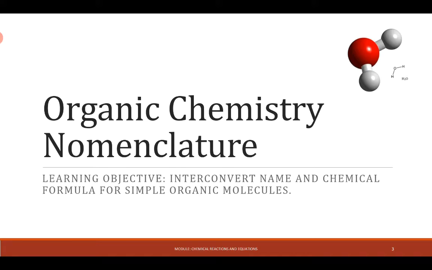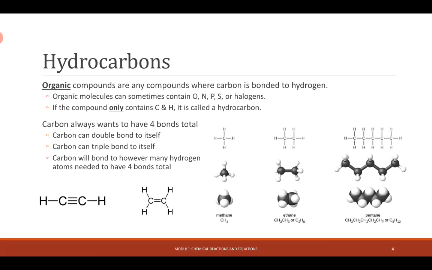Our first video will focus on organic chemistry nomenclature, where we will learn how to interconvert the name and chemical formula for simple organic molecules. The way we use organic in chemistry is different than how the word organic is used for food marketing purposes. In chemistry, the word organic means any compound where carbon is bonded to hydrogen. Organic molecules can also include oxygen, nitrogen, phosphorus, or sulfur, or any of the halogens.